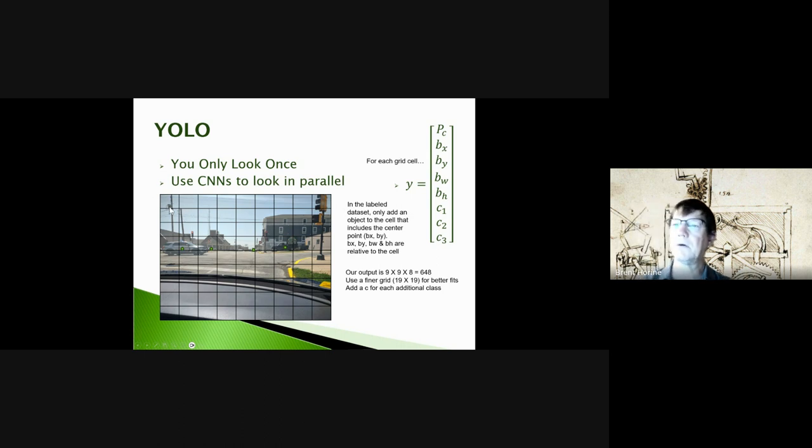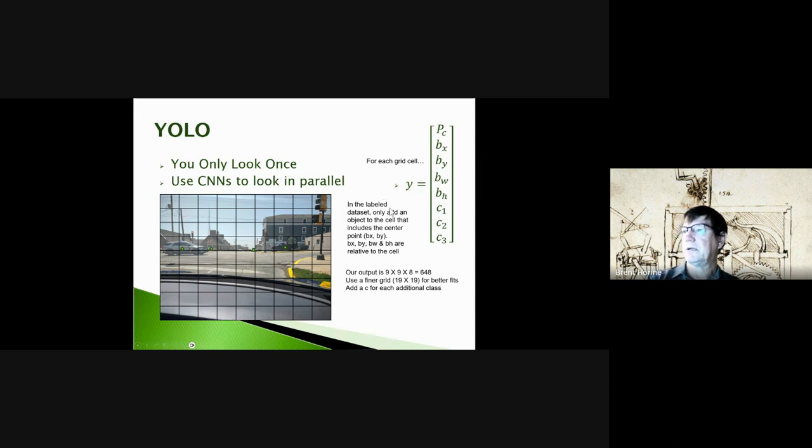So typically this might be 19 by 19, but that gets too messy, so I did 9 by 9. And so for each grid cell, we'll label that image. You can see for many of these grid cells, this PC is going to be 0 because there's not an object of interest there. And all these other values are don't care. But let's say one of our classes is the stoplight, or certainly a car or something like that. Some of these cells are going to have PC equal to 1 for a label, and we will have values incorporated in these.